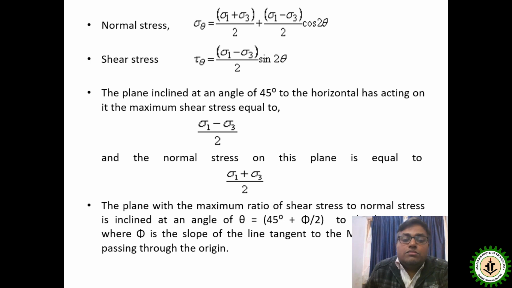From the previous diagram we find that the plane inclined at an angle of 45 degrees to the horizontal has the maximum shear stress, when theta becomes 45 degrees. The maximum shear stress is given by sigma 1 minus sigma 3 by 2, and the normal stress is given by sigma 1 plus sigma 3 by 2.